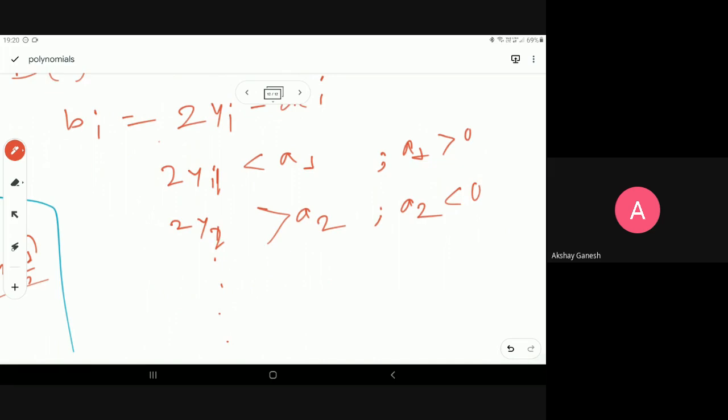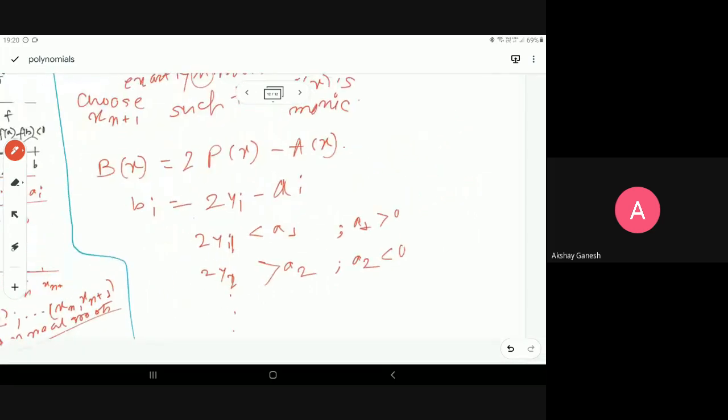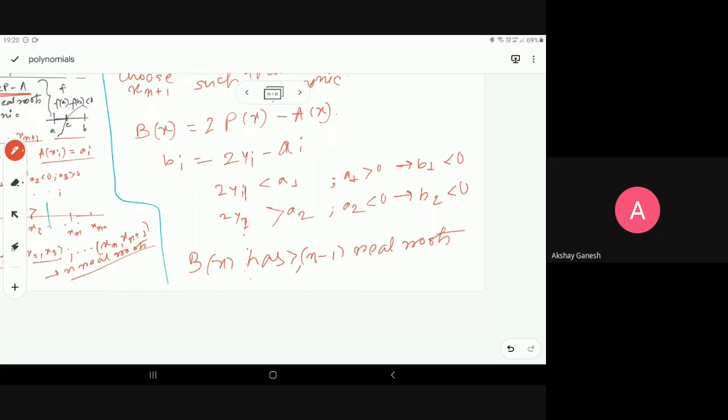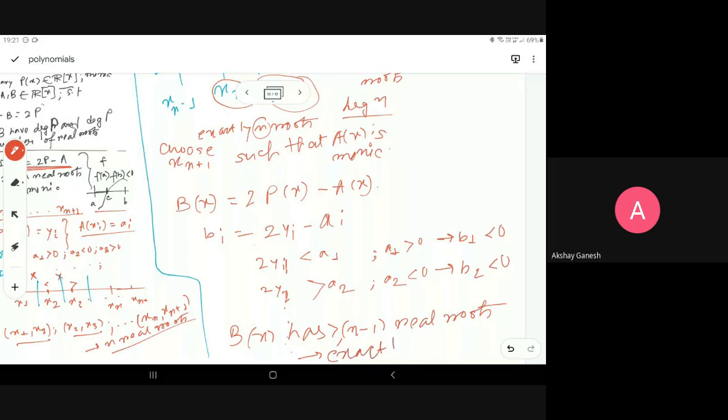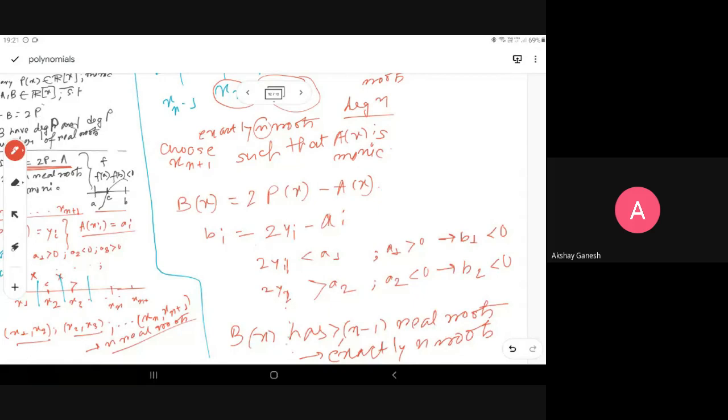Once again, by the previous argument, in this way we ensured that b1 is less than 0, b2 is greater than 0, and so on. So b of x has at least n minus 1 real roots by the previous argument, so it has exactly n roots. And since we chose a of x to be monic, the leading coefficient of b of x is 2 minus 1, because p of x is also monic: it's 2 times the leading coefficient of p of x, that's 2, minus that of a of x, that's 1. So that finishes it.